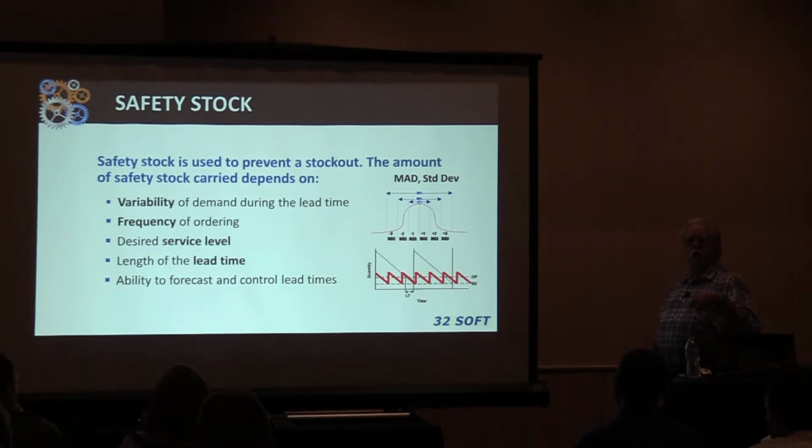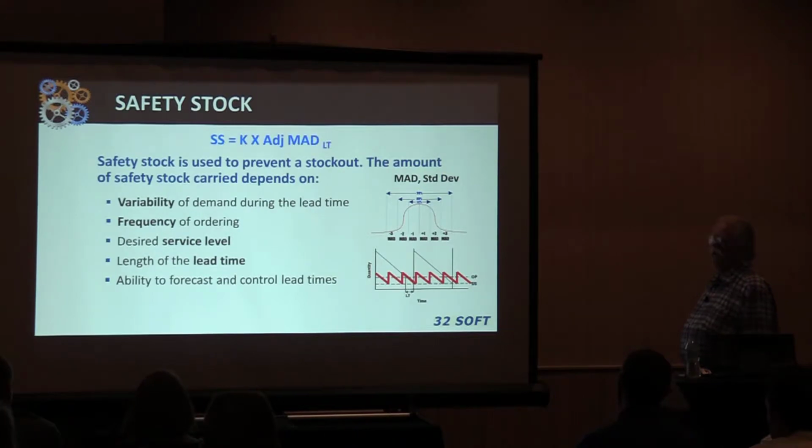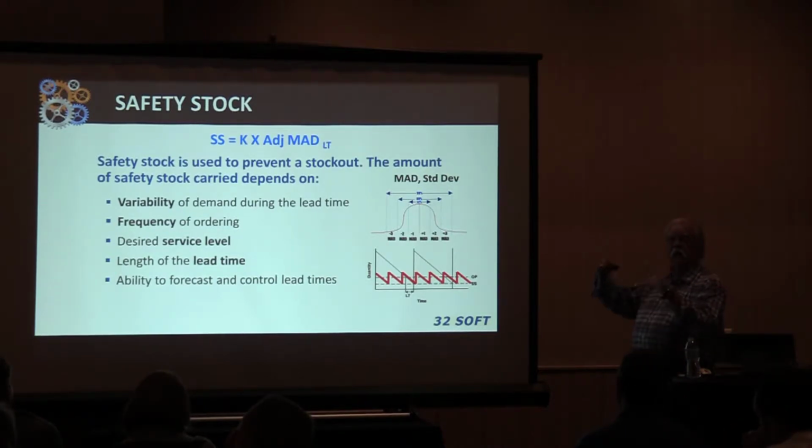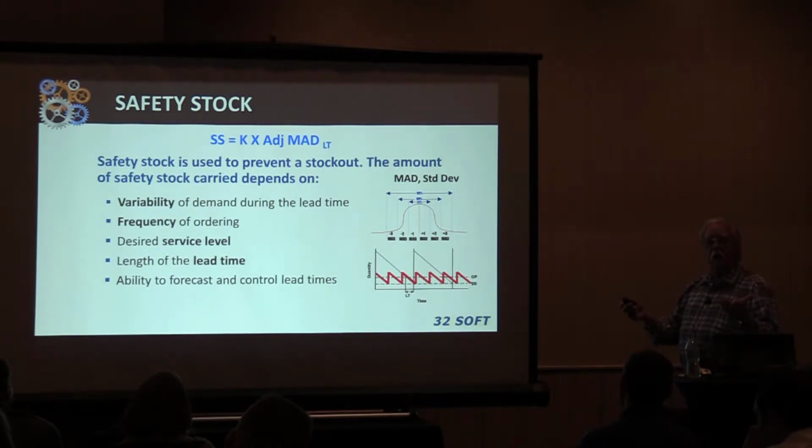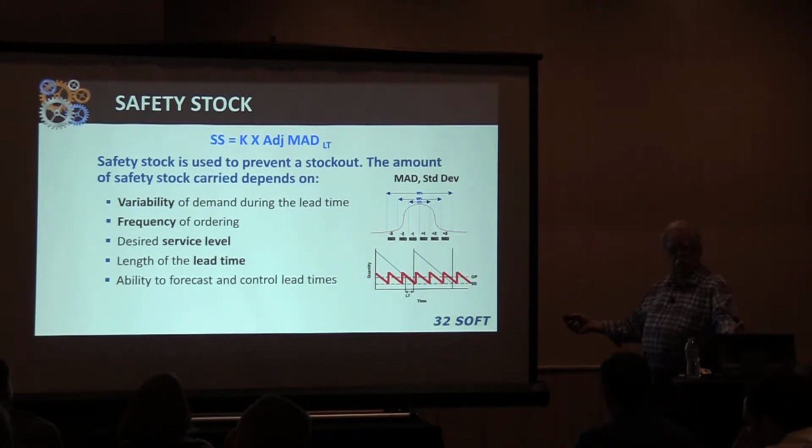So you need to guard your plan against these variations, and we use what is called safety stock. Safety stock is calculated by another formula. Computers love formulas. Safety stock is equal to K, the desired service level, times MAD, the mean absolute deviation of the forecast demand to the actual demand, adjusted for the difference between the lead time interval and the forecast interval. That's a very straightforward tool.